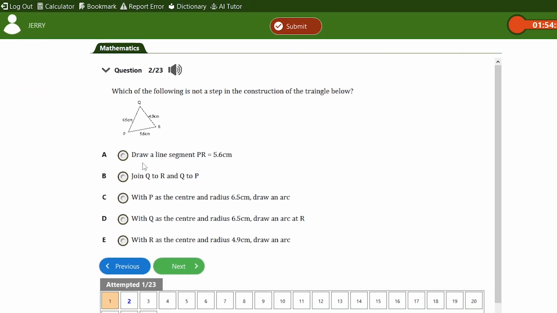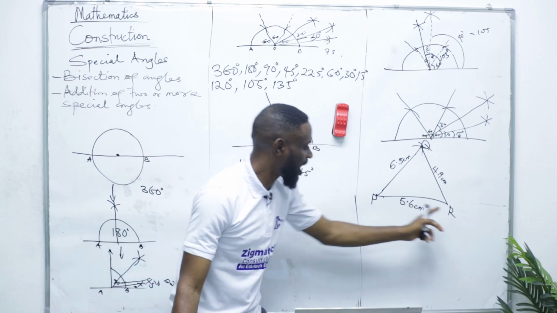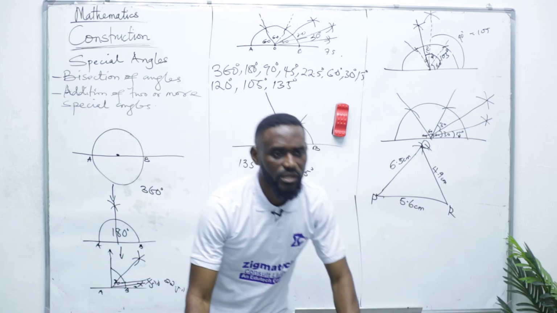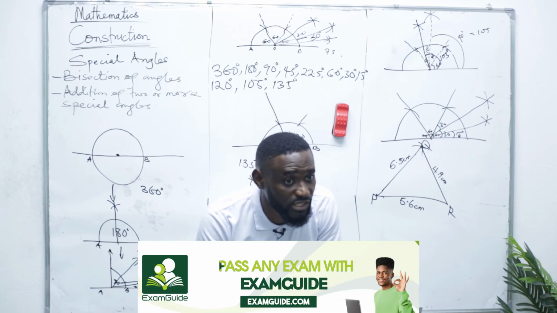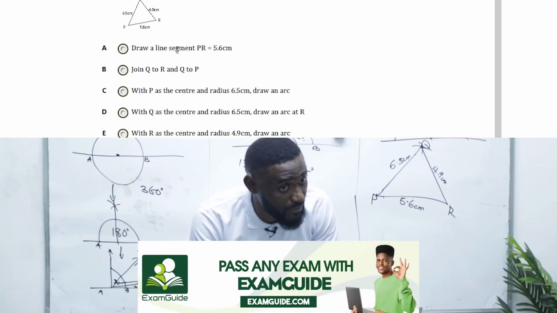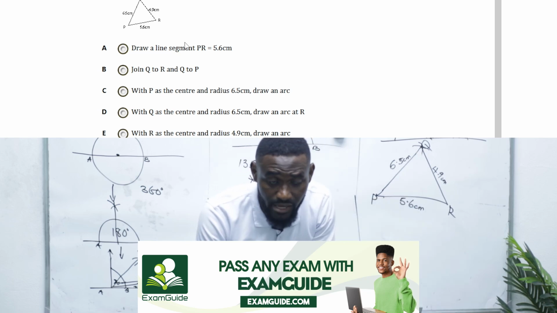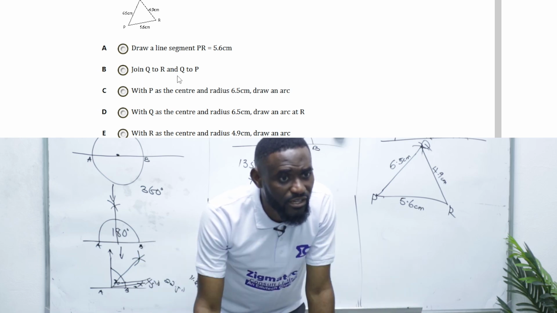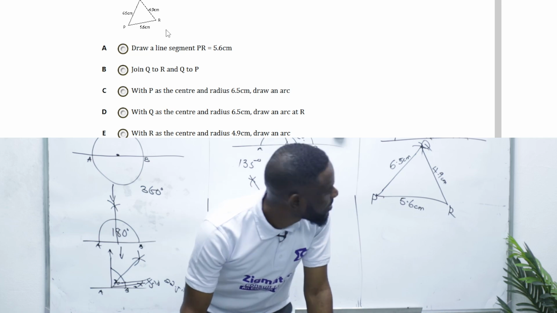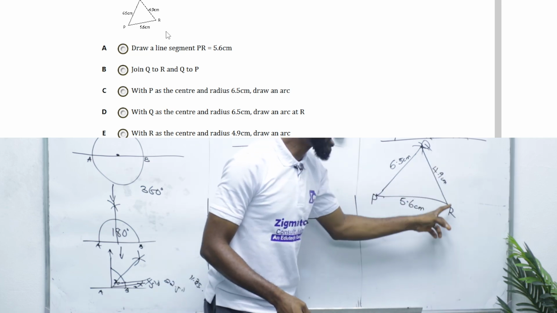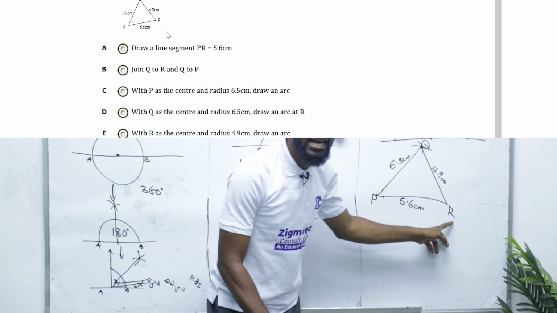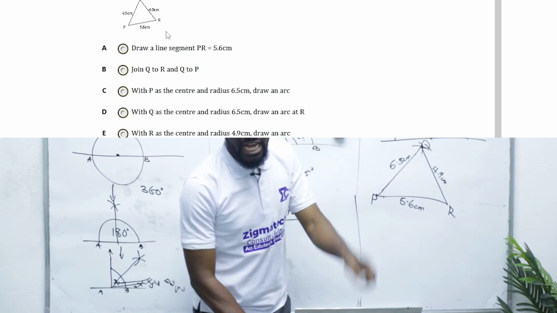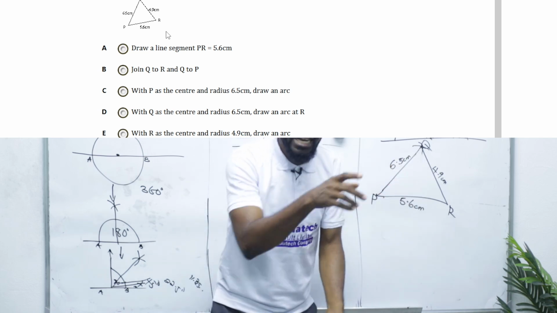So to do this, draw a line segment PR equals 5.6. It is true. First of all, draw PR with this length being 5.6. Now, they say which of the following is not a step. So this is a step in constructing this. A is one of the steps. Let's look at B. Join Q to R and Q to P. That is another step, just like I just told you.